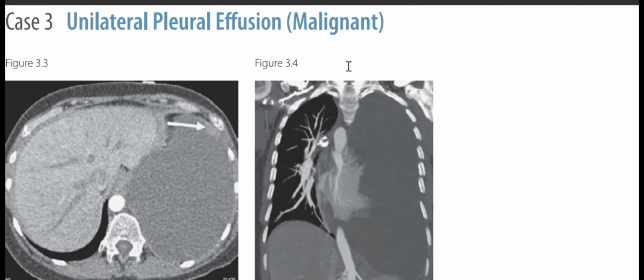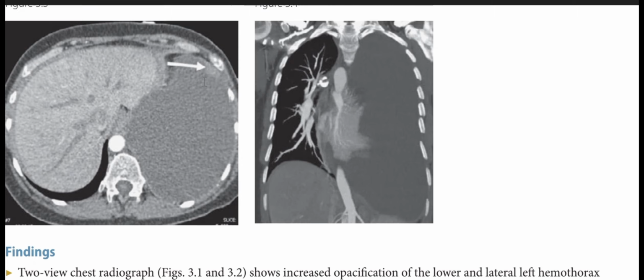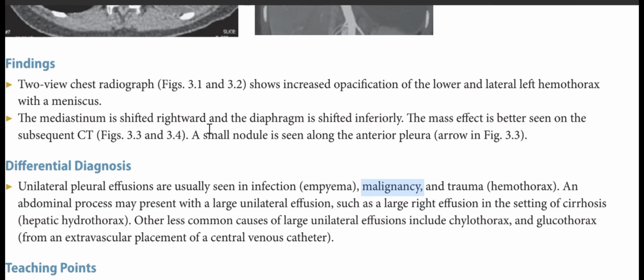For any case with unilateral large pleural effusion, you need to think of three things: malignant pleural effusion, hemothorax after trauma, and empyema with infection. If you find an enhanced nodule, this is most likely to be malignancy.